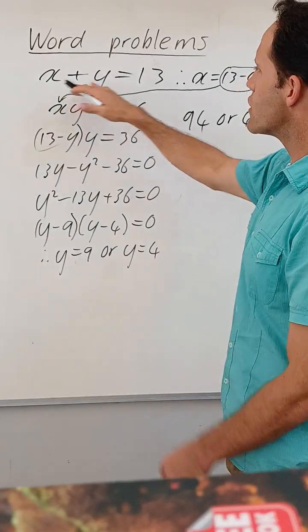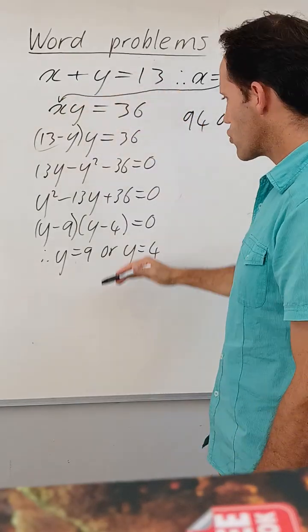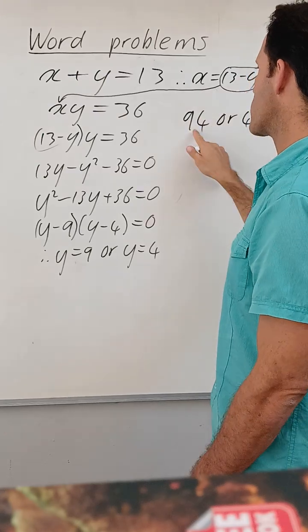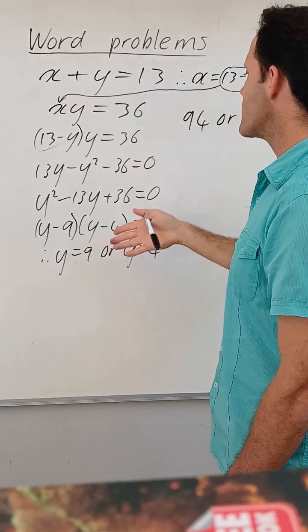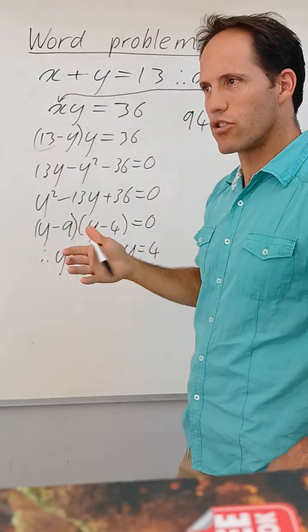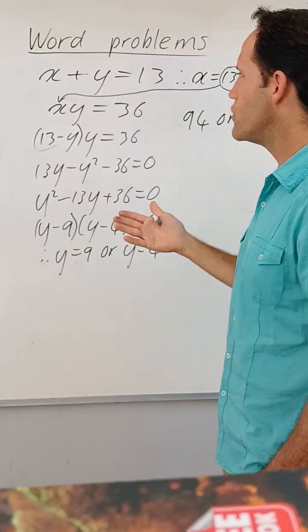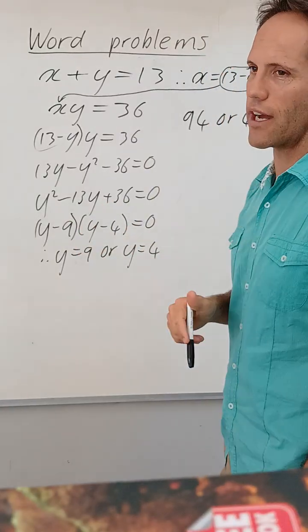Okay, but it starts by writing down an equation and solving it and then finding your two variables. Okay, so you could have ended by saying x is 9, y is 4, but they actually said it must be a two-digit number. So the two-digit number will be 94 or 49. Okay.